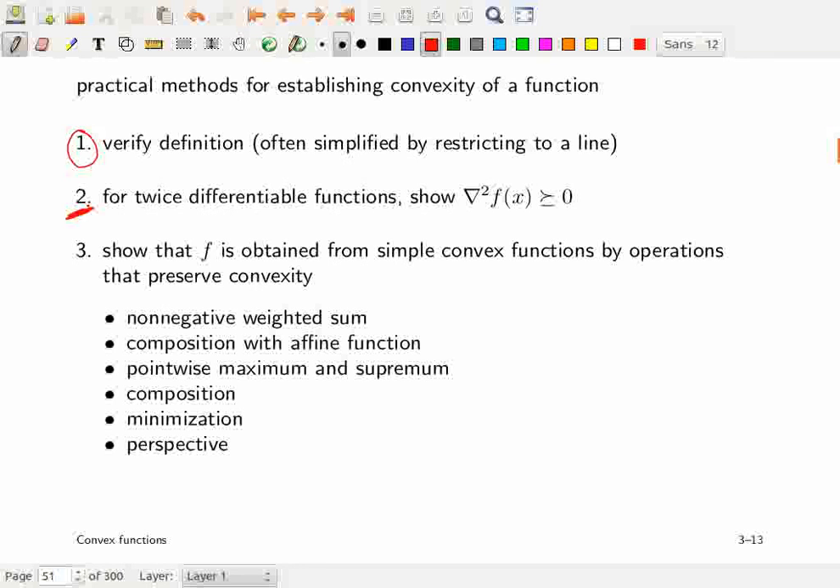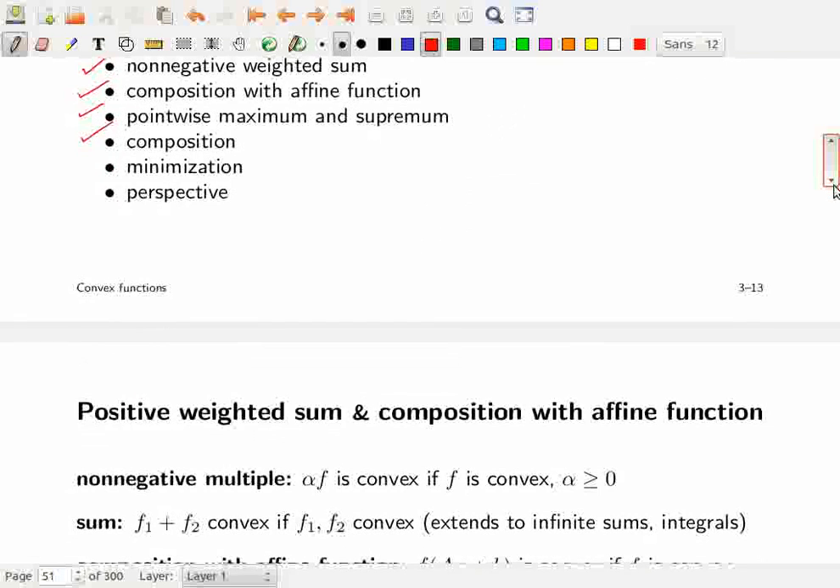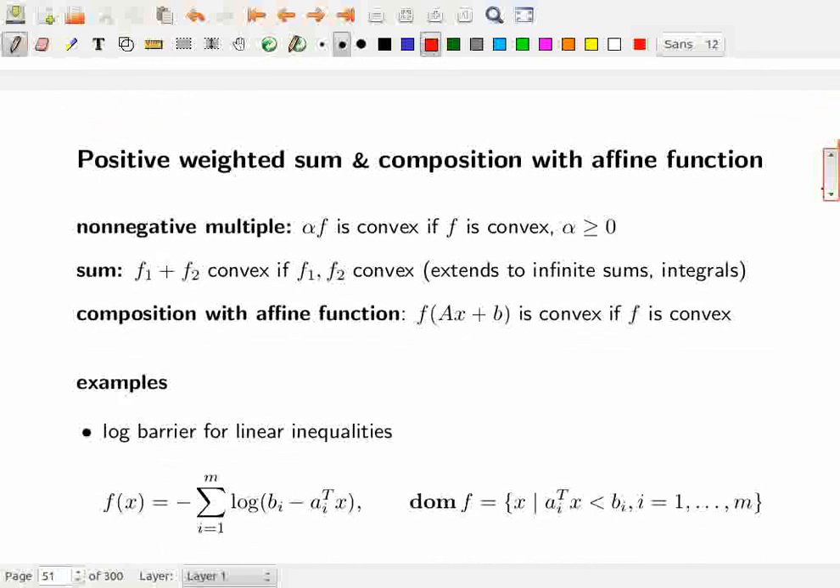We talked about non-negative weighted sums, composition with the affine function, and pointwise maximum and supremum, and we talked about the decomposition. I will review very fast the material that we talked about.